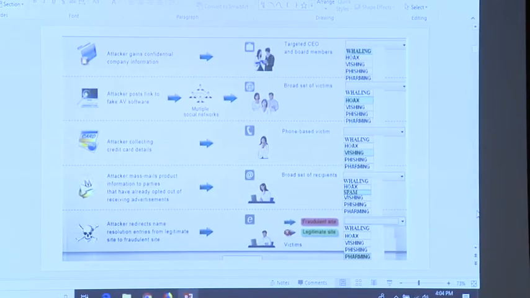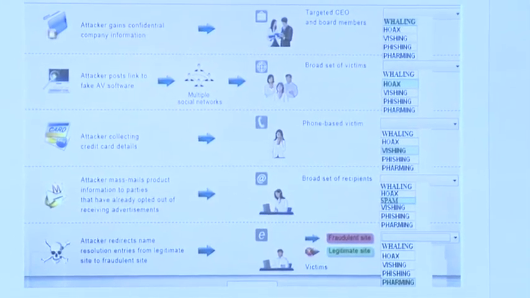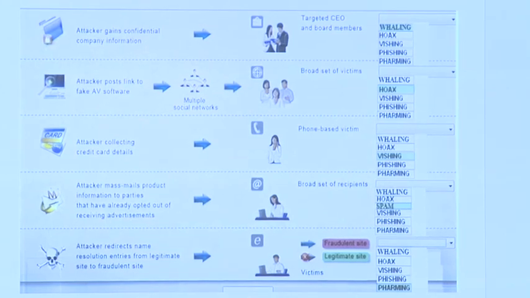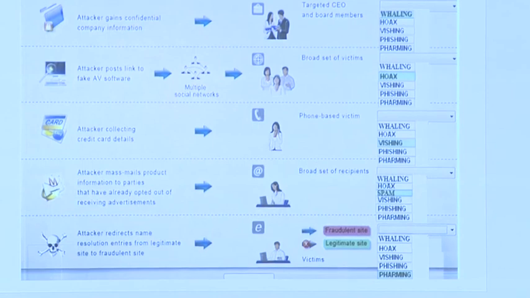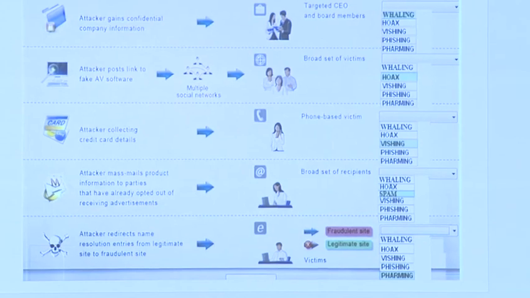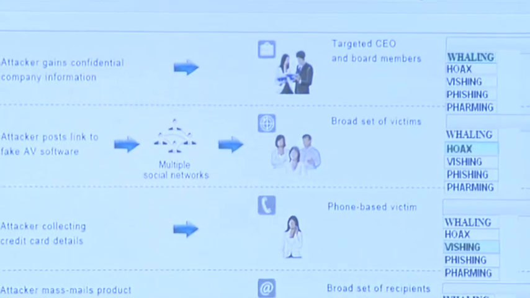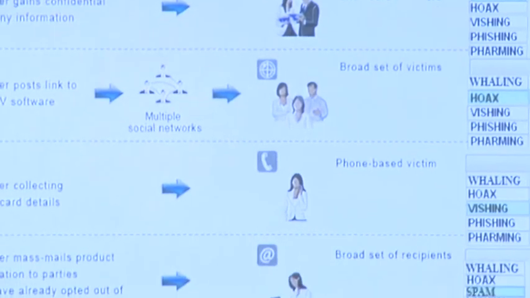We're trying to figure out, is this whaling, hoaxing, phishing, or farming? The attacker gains confidential company information from targeted CEO and board members. What is that? That is whaling, yes. The next one, the attacker posts a link to a fake antivirus software going through multiple social networks, a broad set of victims. What would this be? It's a hoax. Why? Because it's a fake AV, antivirus program.